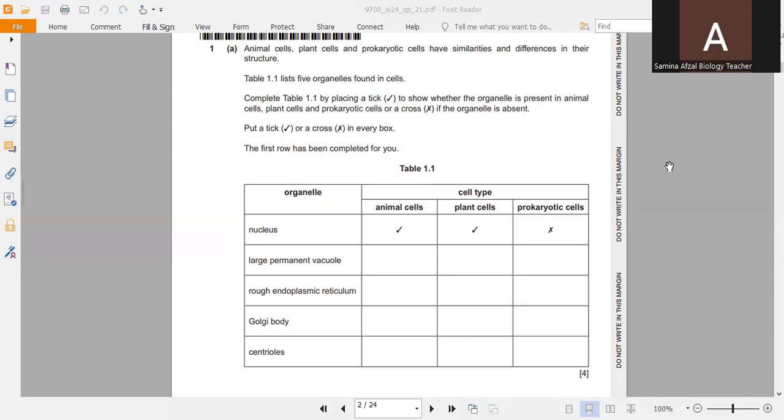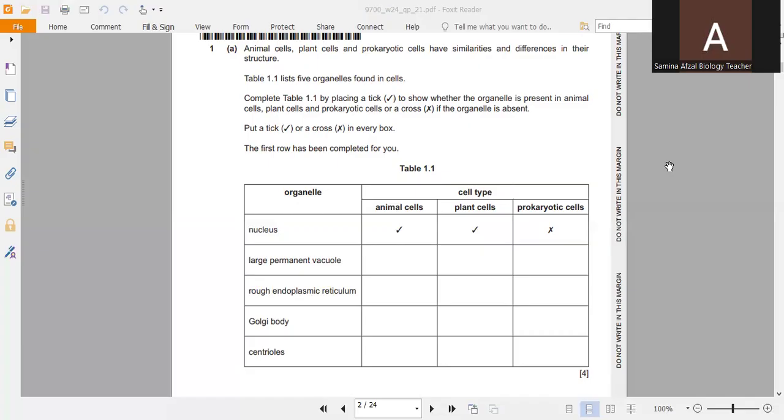Table 1.1 lists 5 organelles found in cells. The first row has been completed for you, and we have to take the organelle which is present in these cells. You can see the nucleus is present in animal cells and in plant cells, but it is not present in prokaryotic cells. So prokaryotic cells don't have membrane-bound organelles and a proper nucleus inside.